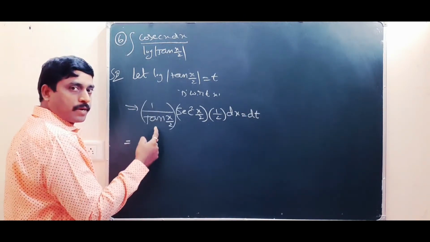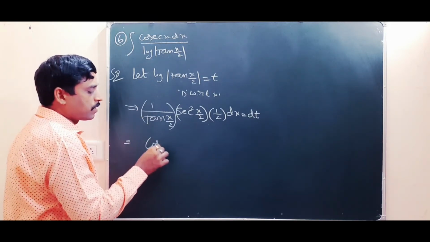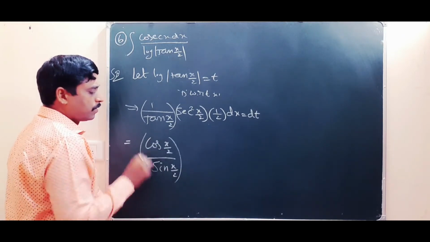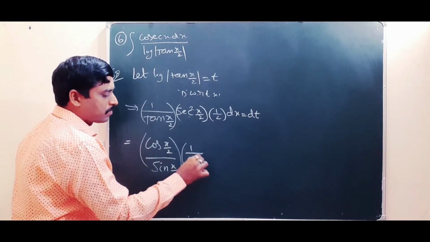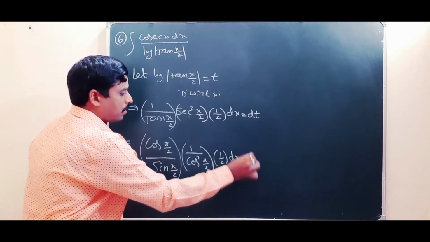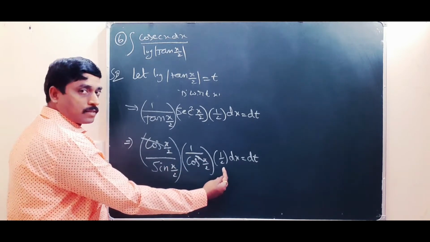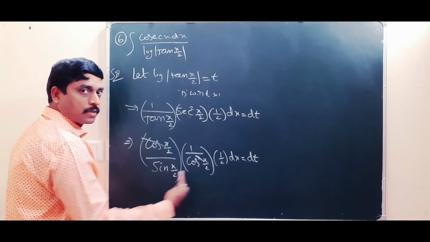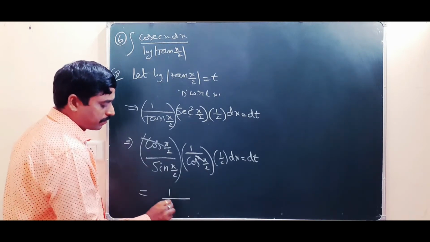1 by tan x by 2 is nothing but cot x by 2. We have the cot x by 2 formula, cos x by 2 by sin x by 2, into secant square x by 2. This can be written as 1 by cos square x by 2 into 1 by 2 dx. Now one cos x by 2 gets cancelled. So let us observe in the denominator 2 sin x by 2 cos x by 2. This formula is sin x.